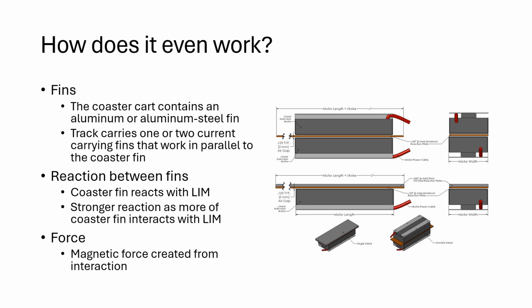How does it even work? So basically there's a coaster cart, and of course people are riding it, right? And under the coaster cart there's some sort of fin, usually aluminum or aluminum steel, something that's conductive. The track carries one or two current carrying fins that are basically next to it. So when the cart rolls past them, there's some sort of interaction between the fins. They're not touching, but they're interacting with each other.